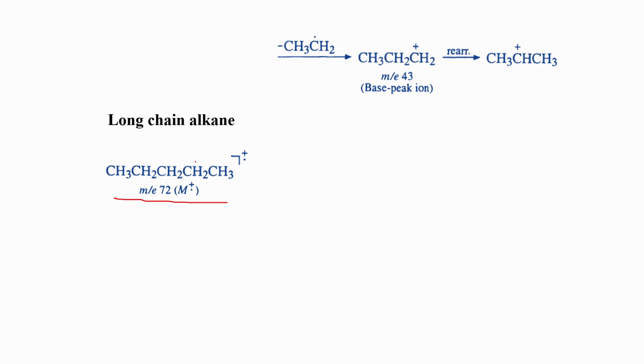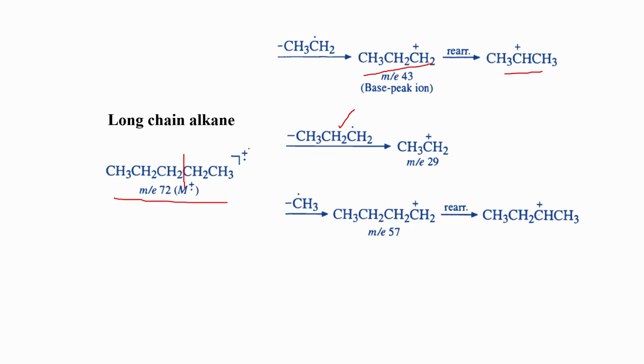from this molecular ion with m/e value 72. The propyl carbocation, that is with m/e 43, is the base peak, which rearranges to form isopropyl carbocation. Another possibility for the fragmentation is from here. A propyl radical is eliminated, forming ethyl carbocation with m/e value 29.